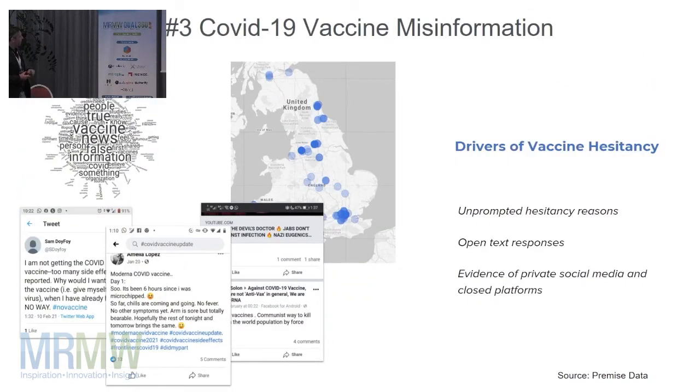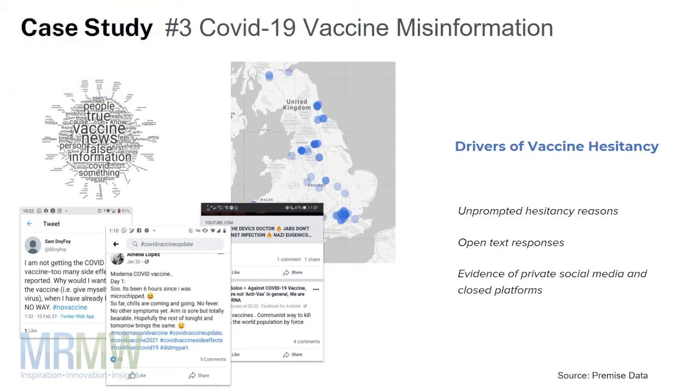The last one, again, is another Premise example. Obviously, COVID has affected all our lives. This was a study commissioned by the London School of Hygiene and Tropical Medicine, and it was part of an overall study into vaccine hesitancy. This particular study was carried out in the UK.